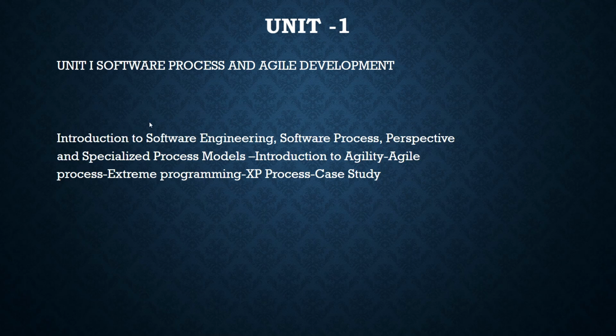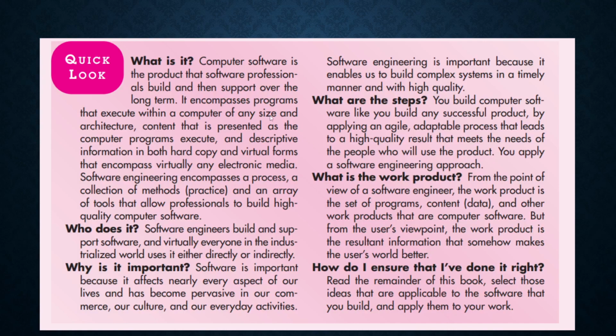So what is it that we'll be learning in this unit? What are we going to study? Basic terms related to software engineering, software process, and then prescriptive and specialized process models, and then we learn about introduction to agile process, extreme programming, and a small case study. So this is unit 1 in the Anna University syllabus.